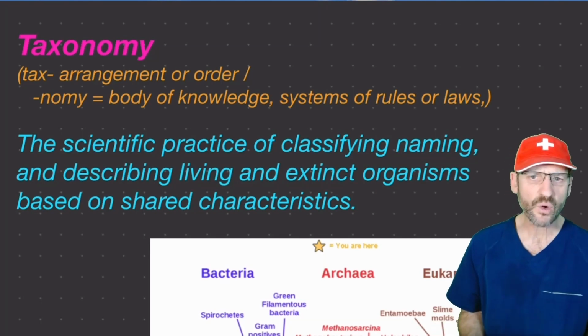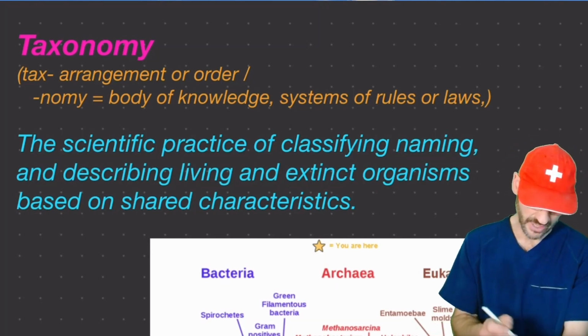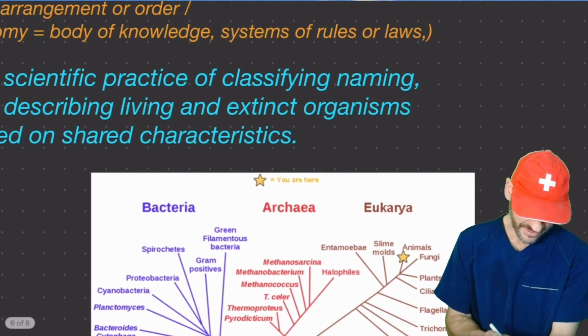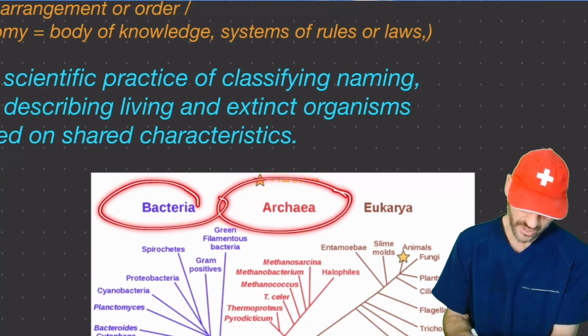The biggest category are the three domains we mentioned: the bacteria, the archaea, and the eukarya.